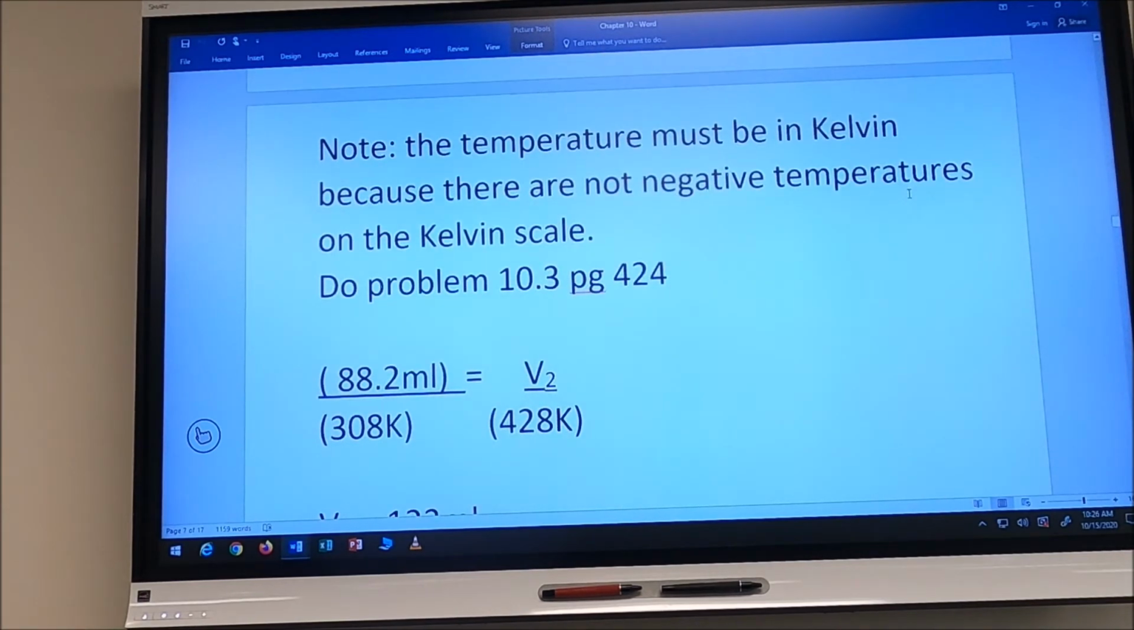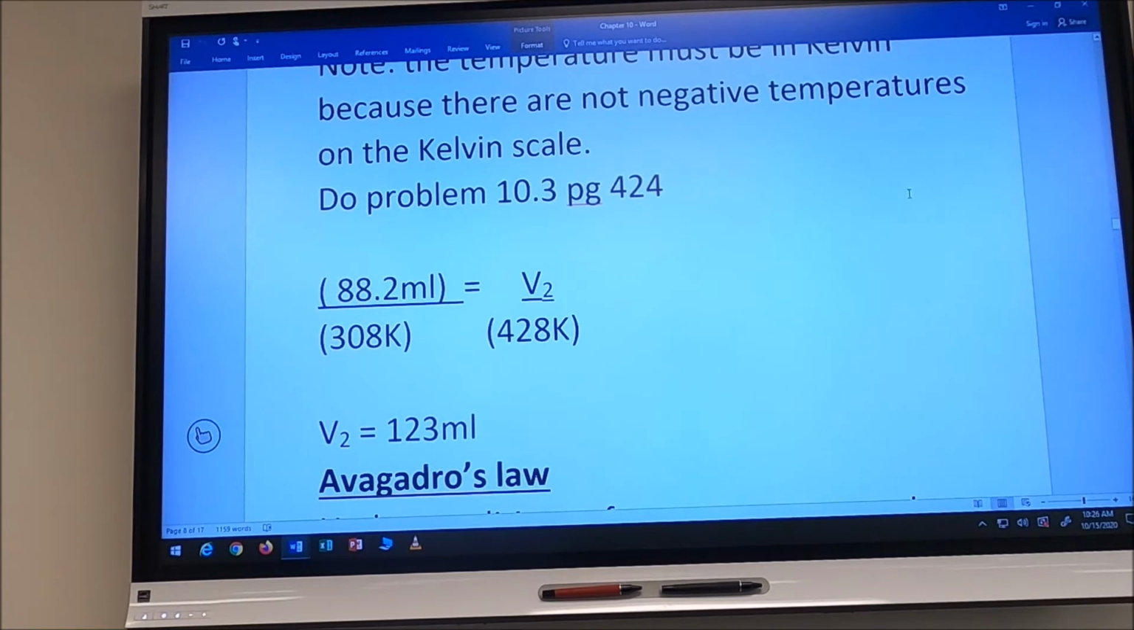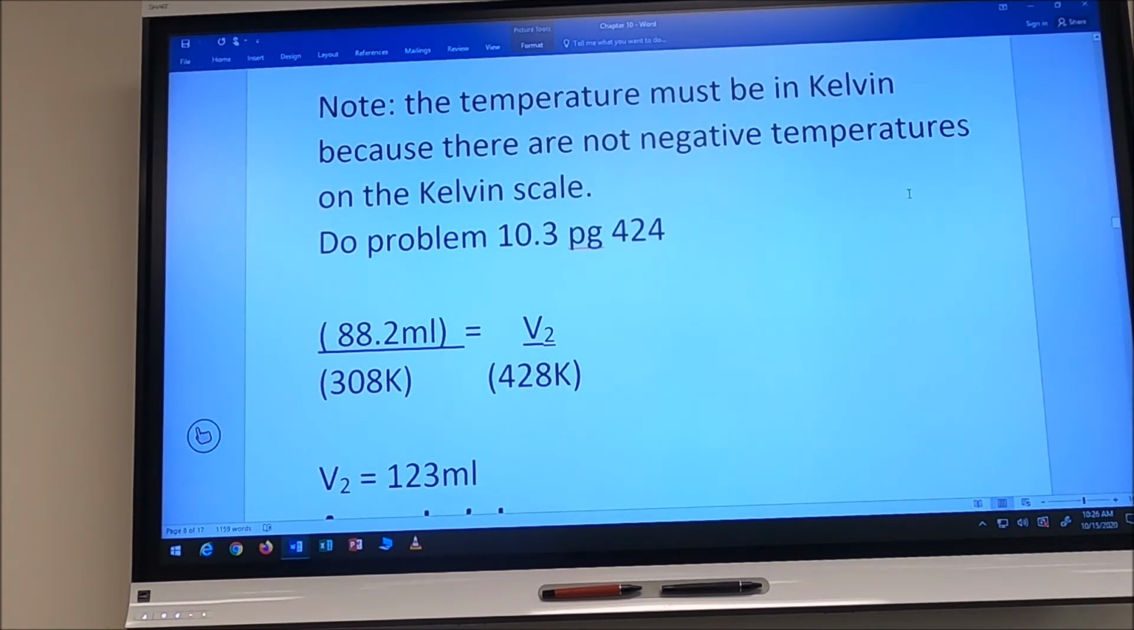Okay? Now, let's look at problem 10.3. It says a gas in a cylinder with a movable piston has an initial volume of 88.2 milliliters. If you heat the gas from 35 degrees C to 155 degrees C, what is going to be the final volume in milliliters? Now, since both volumes are going to be in milliliters, I don't have to worry about changing units, but I do need to figure out my temperature in Kelvin.